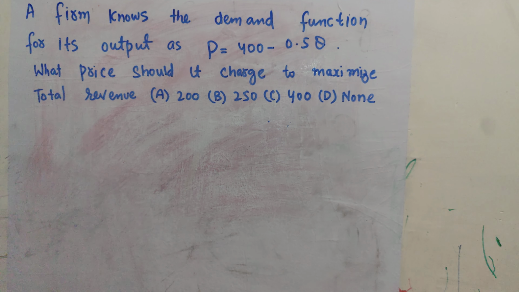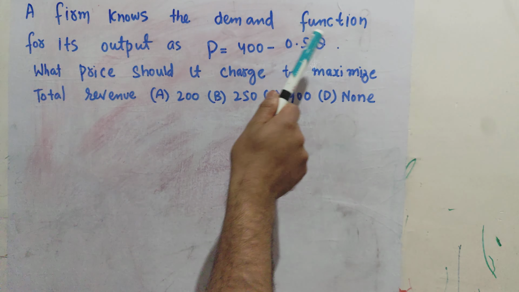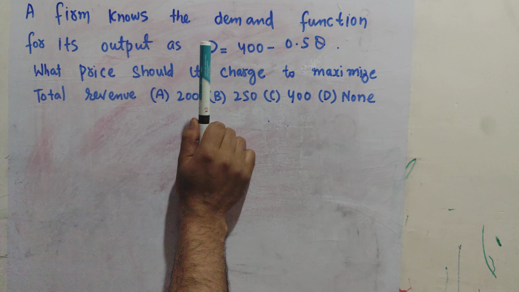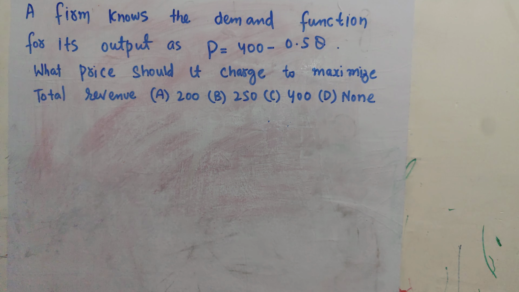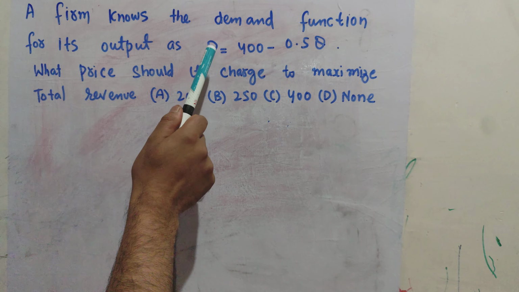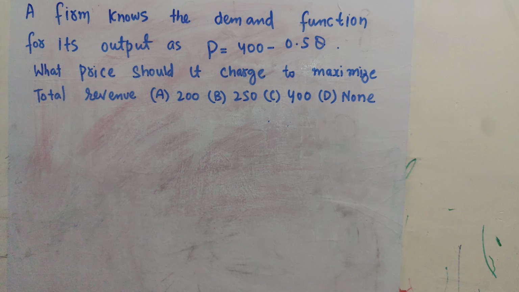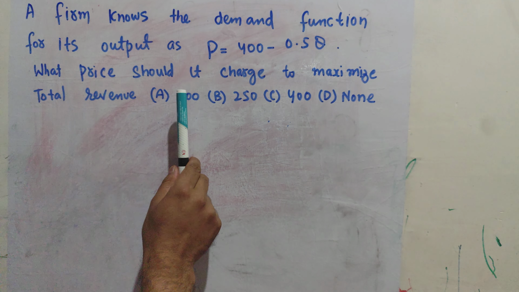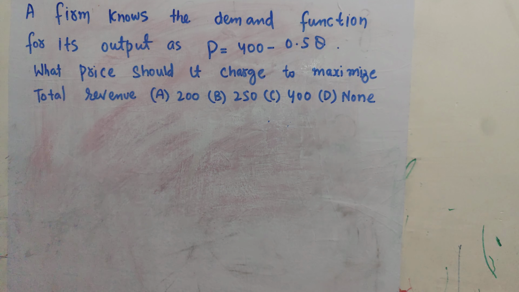In this video, we will learn how to find out the price that maximizes the total revenue of a firm given the demand function. The question is, a firm knows the demand function for its output is P is equal to 400 minus 0.5Q. P denotes the market price, Q is the output. We have to find out the price that it should charge to maximize total revenue. Options are being given. We need to find out the correct option.